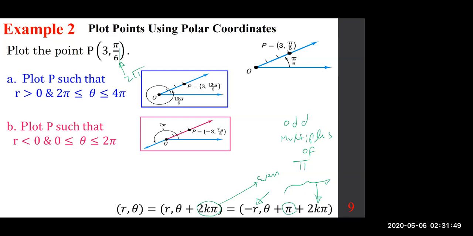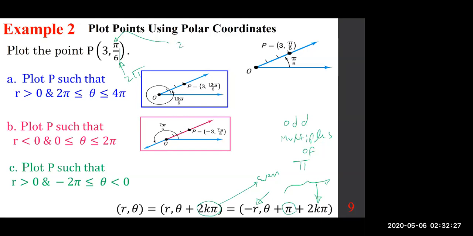I hope we are getting comfortable with the concept again. Finally, for this example, we want to plot P so that r is positive. We're going to keep the r positive. Okay, class? We're going to keep the r positive. So 3 remains. Okay. And then we want theta to be between 0 and -2 pi. So basically, all you have to do is subtract 2 pi from pi over 6. Look at the theta.